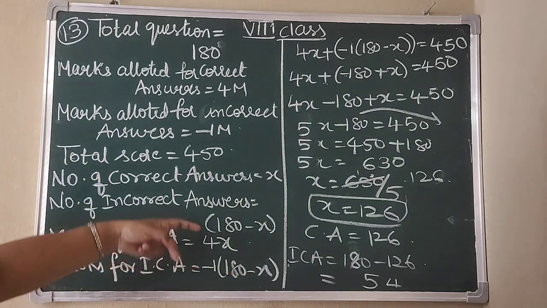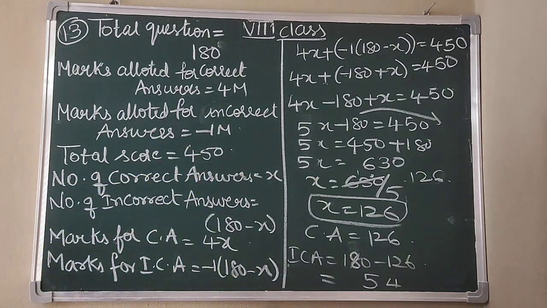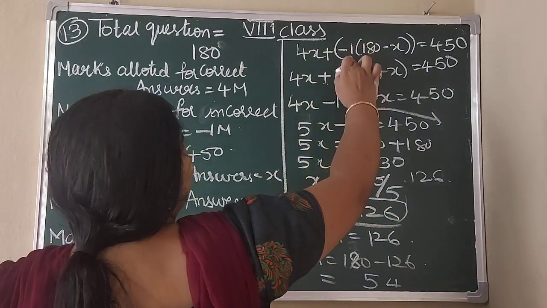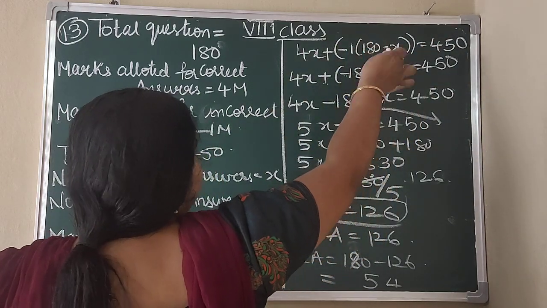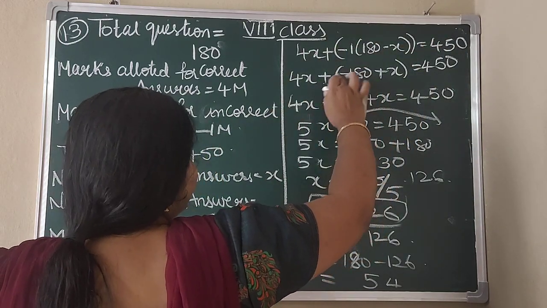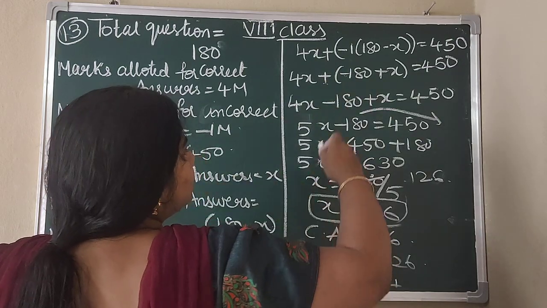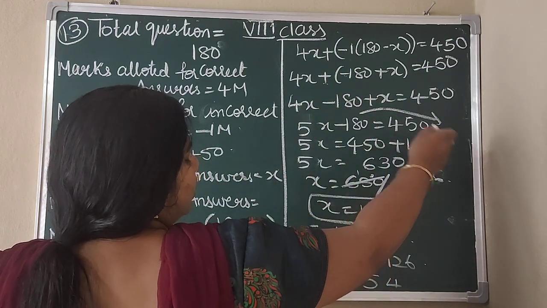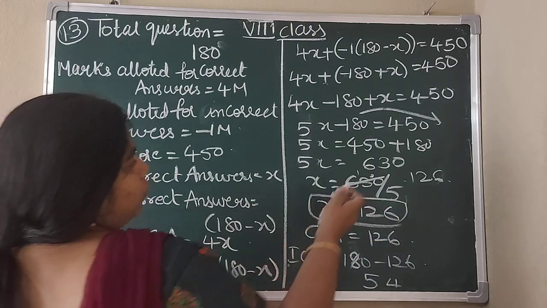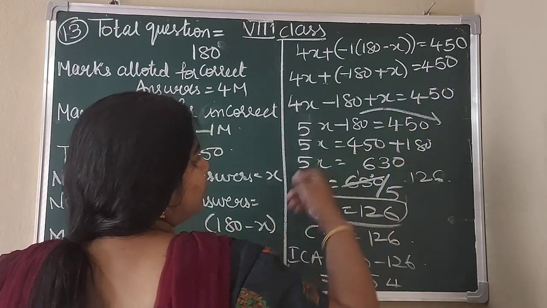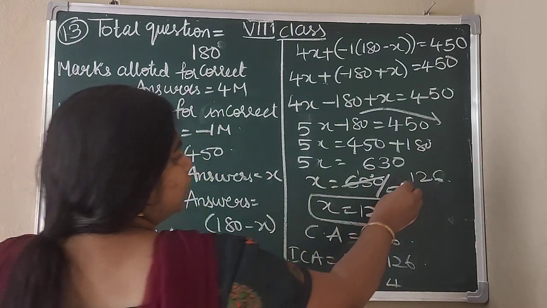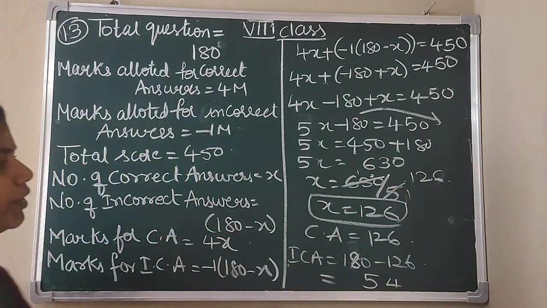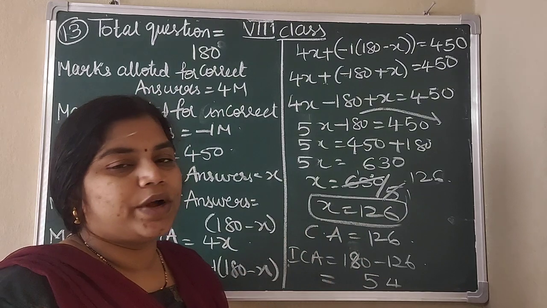Now if you add these two, that will be equal to how much? 450. So 4x plus minus 1 into 180 minus x is equal to 450. Multiply the terms here. Here you are seeing the double signs converted to single signs. Transpose the value, that will become 450 plus 180, which will be equal to 630. Take this 5 to the other side, that will become division. So 5 1 times 5, 5 126 times. So x value you got as 126.